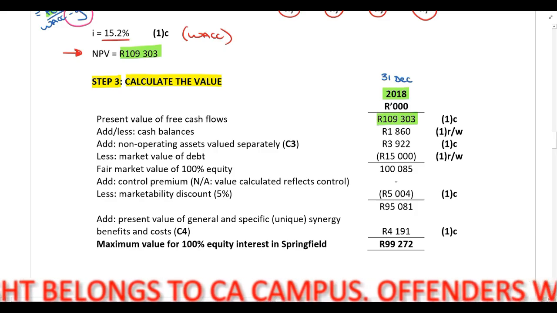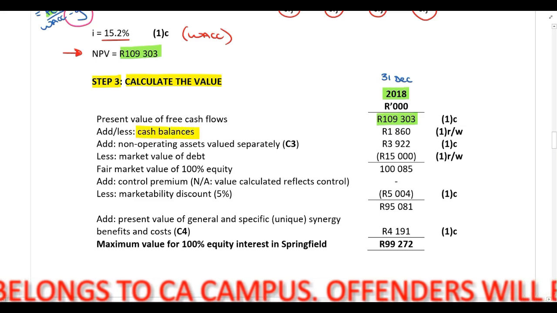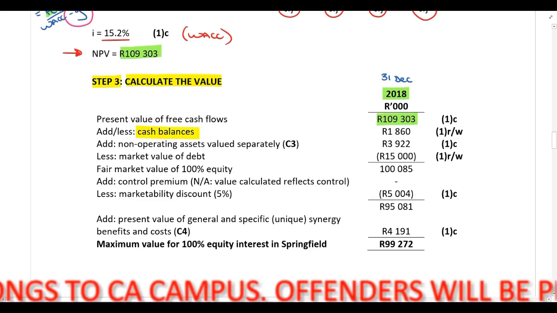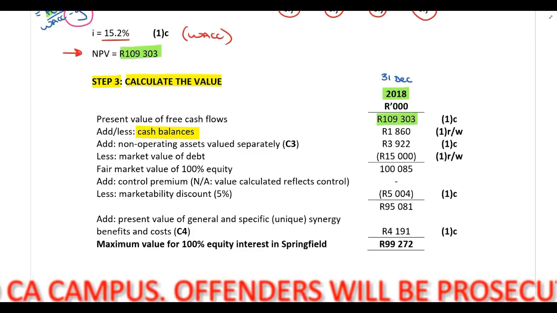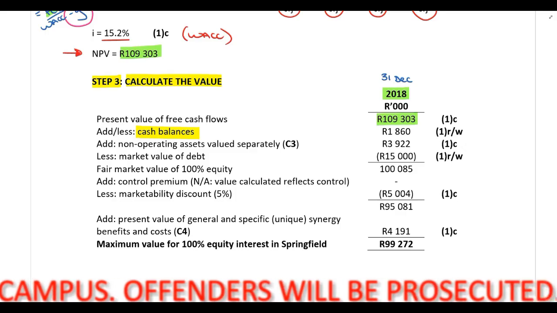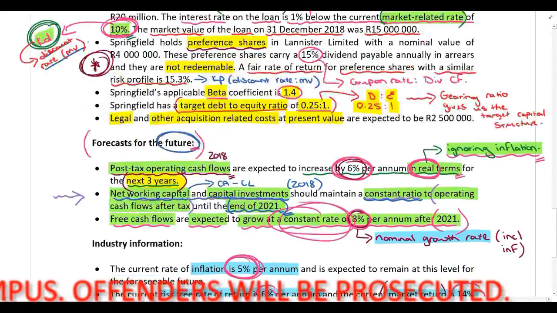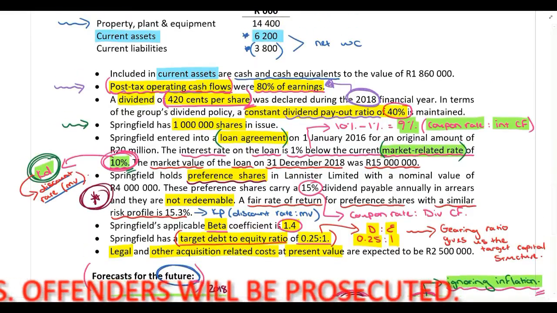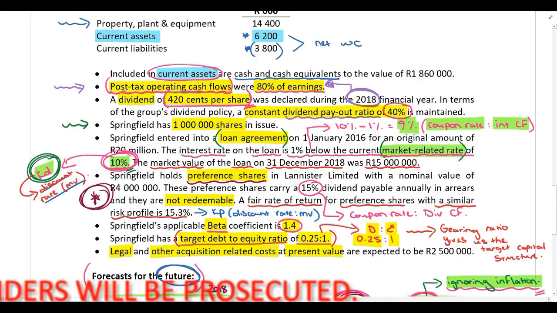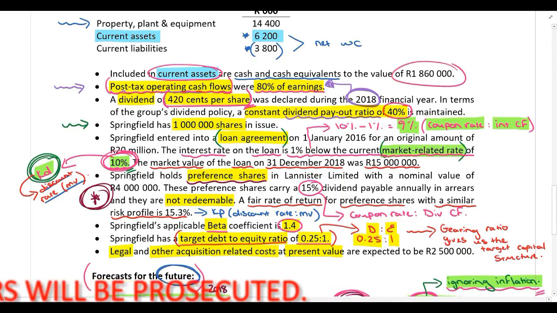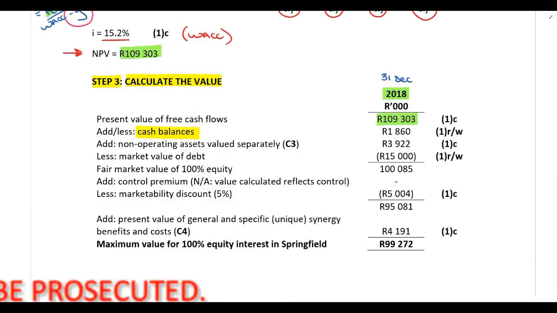Then you need to add or deduct any cash balances. So any positive cash balances are added and you deduct any bank overdraft. So if you go back to the information provided in the question, you were told that included in current assets, you have cash and cash equivalents to the value of 1.86 million rand. So easy, include that in your calculation.